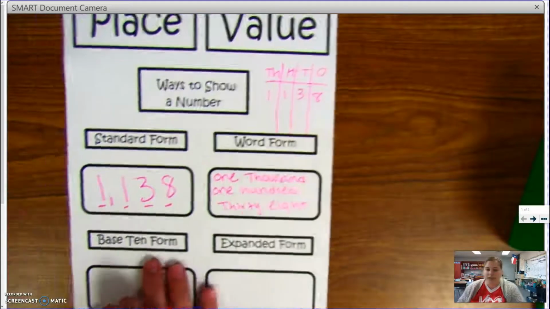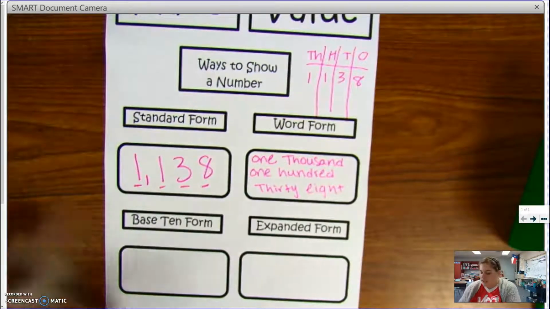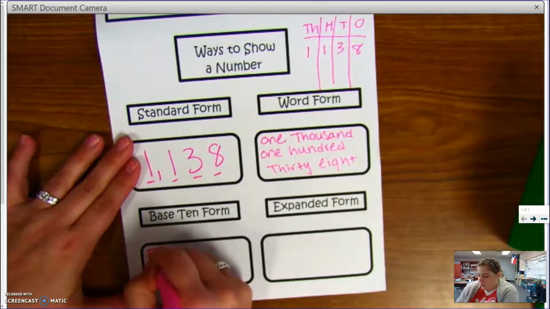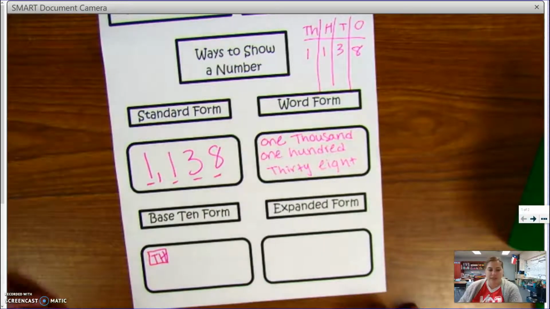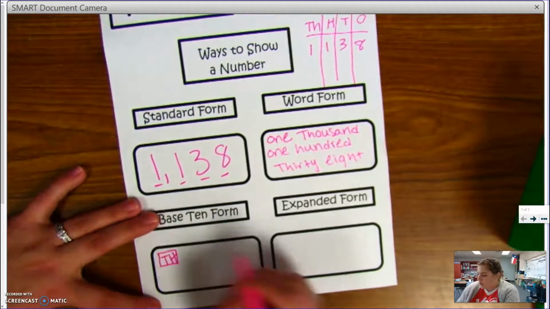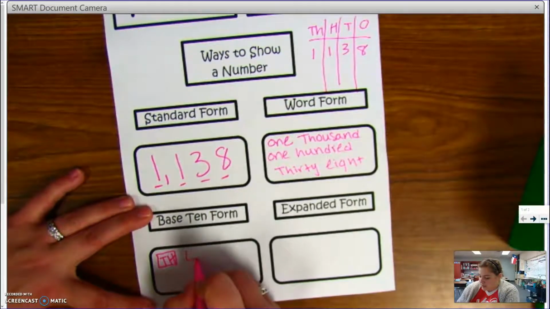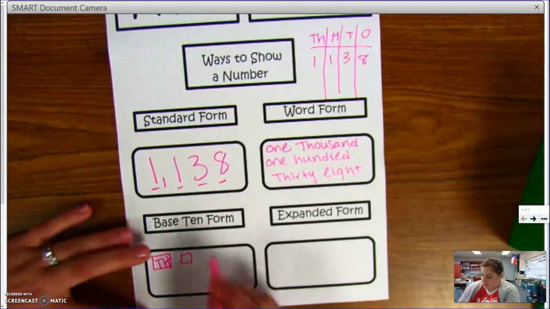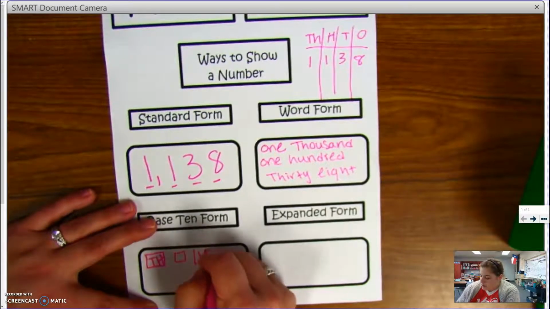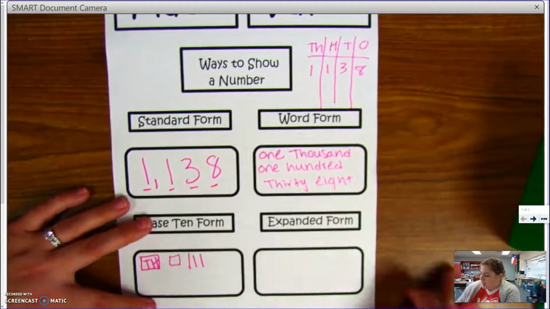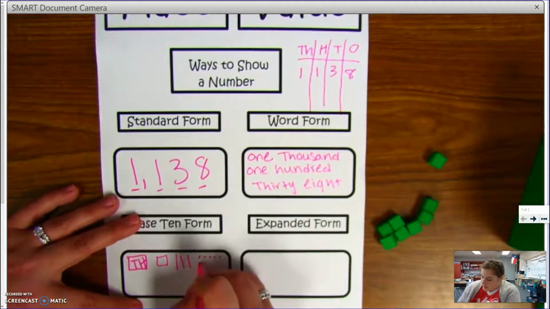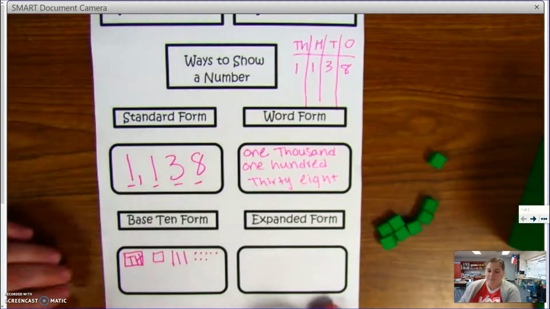So for your thousands cube, you're going to draw it just like you do a flat, which is a square, but you're going to put the letters T, H inside of it. Then you're going to draw your hundreds flat, just like we always do, just the square. 3 rods, so 3 lines, and then 8 units, like in a 10 frame. So 1, 2, 3, 4, 5, 6, 7, 8.